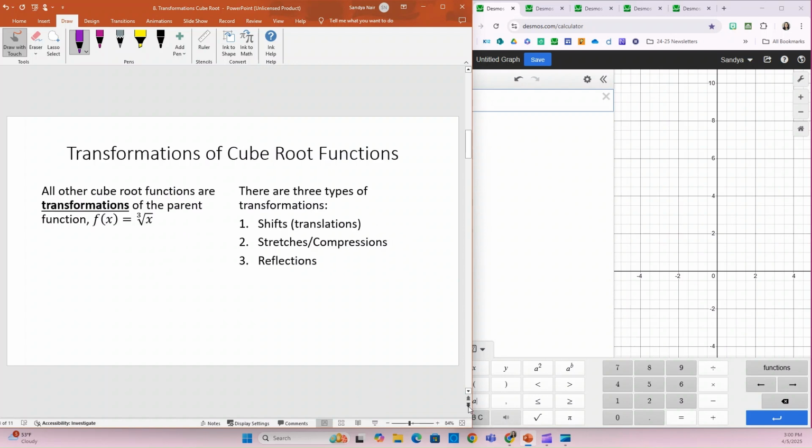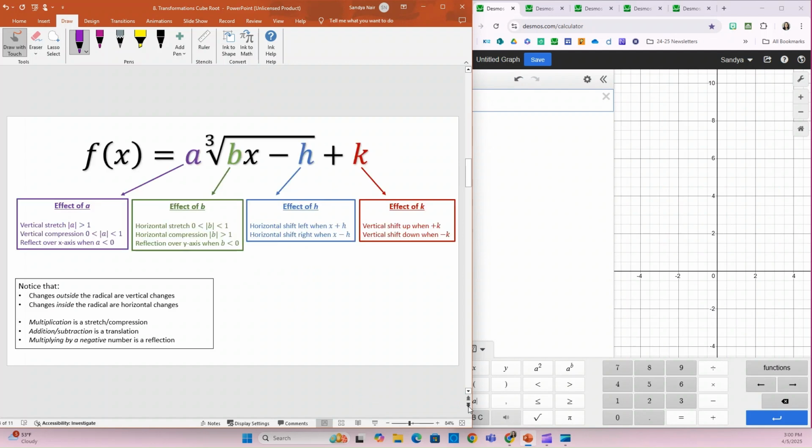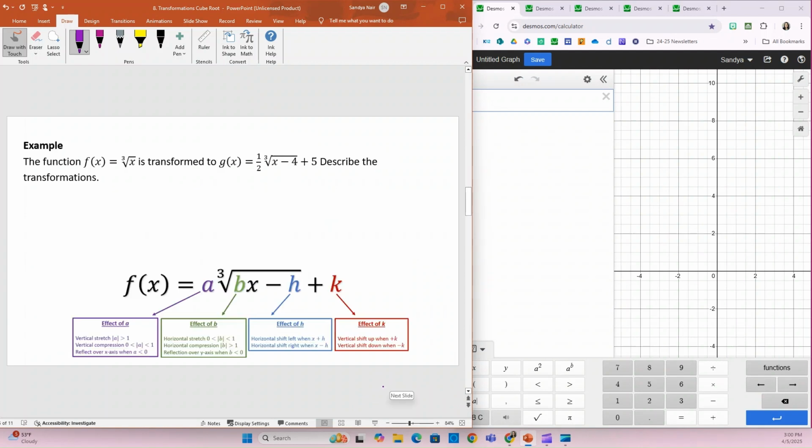So remember, there are three types of transformations. We have shifts, which are translations, stretches and compressions, and reflections. So here we have some notes on how the values of a, b, h, and k will affect the graph of the transformed function. Let's go ahead and look at some examples and see what this looks like.